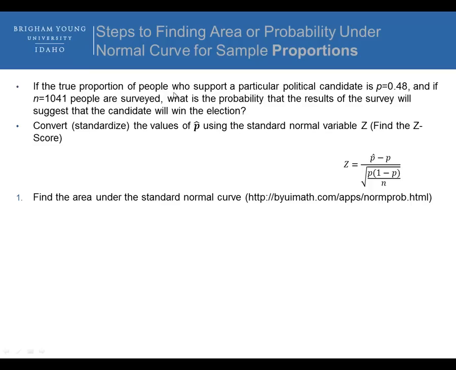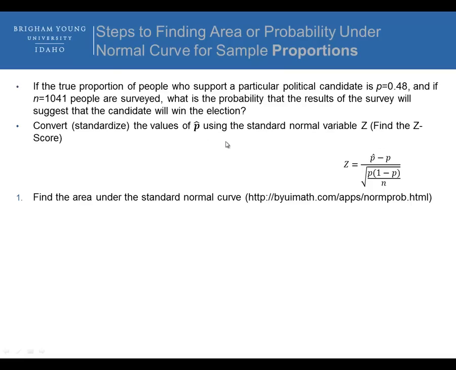If the true proportion of people who support a particular political candidate is 0.48, and if n is equal to 1,041 people are surveyed, what is the probability that the results of the survey will suggest that the candidate will win the election? So stop the video and see if you can do the two steps. Okay. Now the two steps, this is really step 1 and this is step 2. Step 1 is convert to the standardized value of p hat using the standard normal variable z.